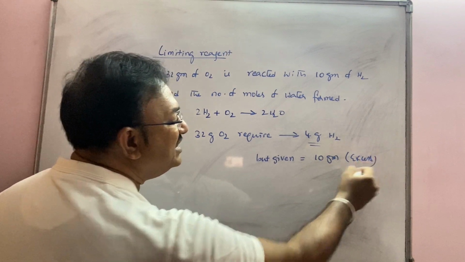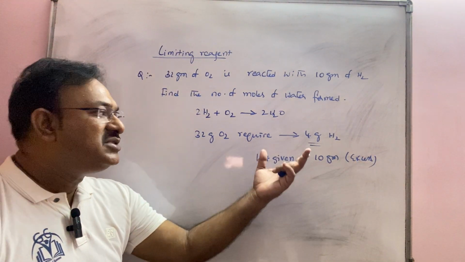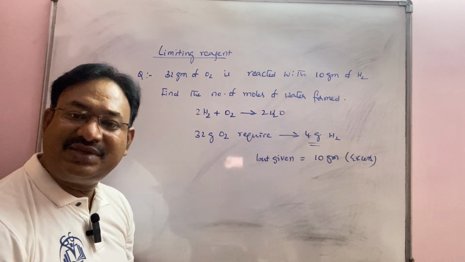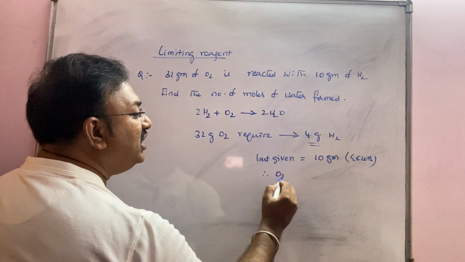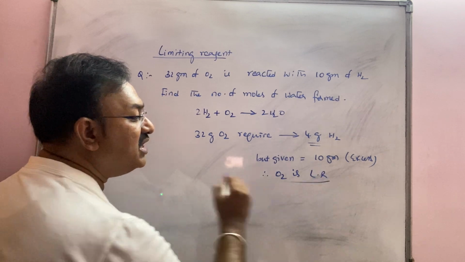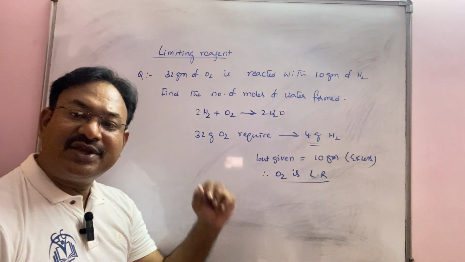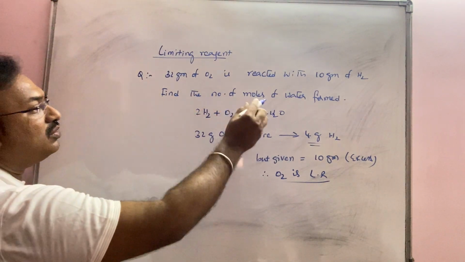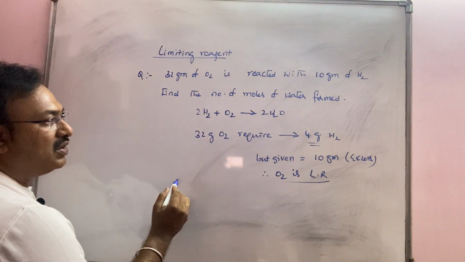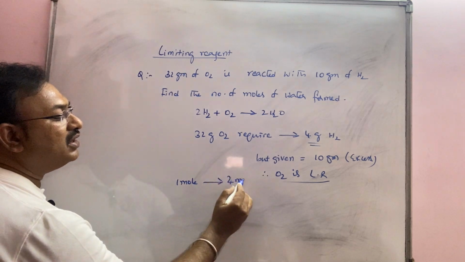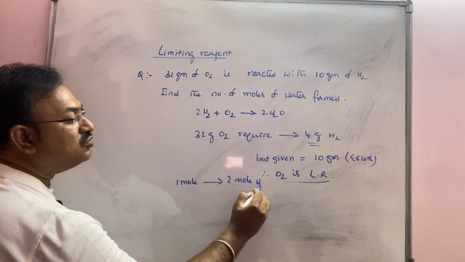So hydrogen is given in excess. 4 grams is needed, and 10 grams is given, so more is given. So hydrogen is in excess. Therefore O2 is the limiting reagent. Understood? Oxygen is the limiting reagent. So now you can calculate the product with respect to oxygen. So how? See, 1 mole oxygen gives 2 moles of water.